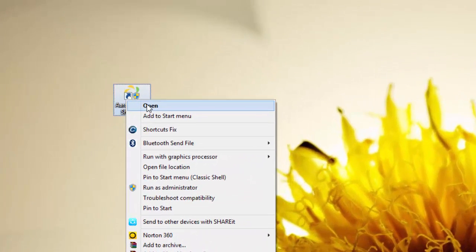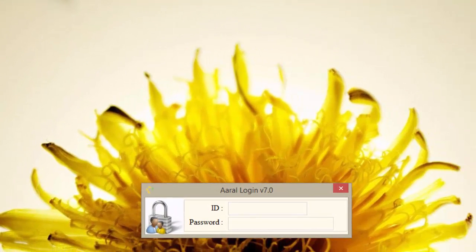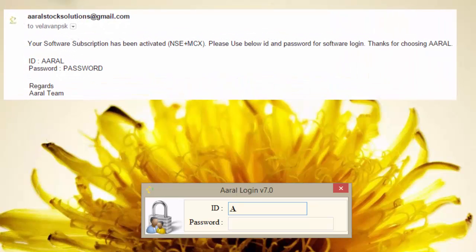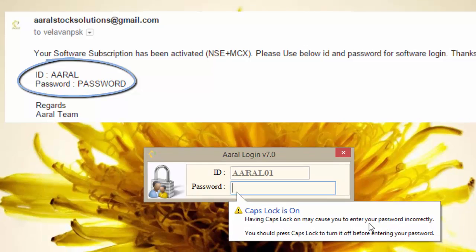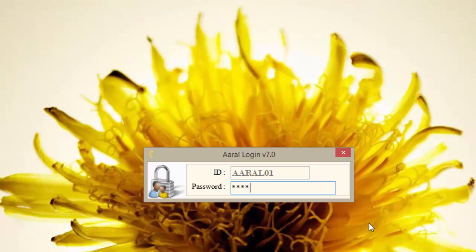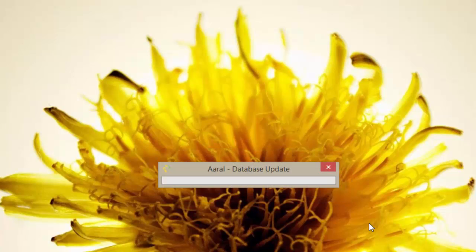Right click the Aaral Client shortcut from your desktop and click open. A login form asks you to enter your ID and password, which you already received in your registered email ID. Mostly the ID and passwords are in capital letters. If you enter the correct ID, then the cursor automatically redirects you to the password field. After you enter the correct password, no need to press enter. The software automatically logs in.